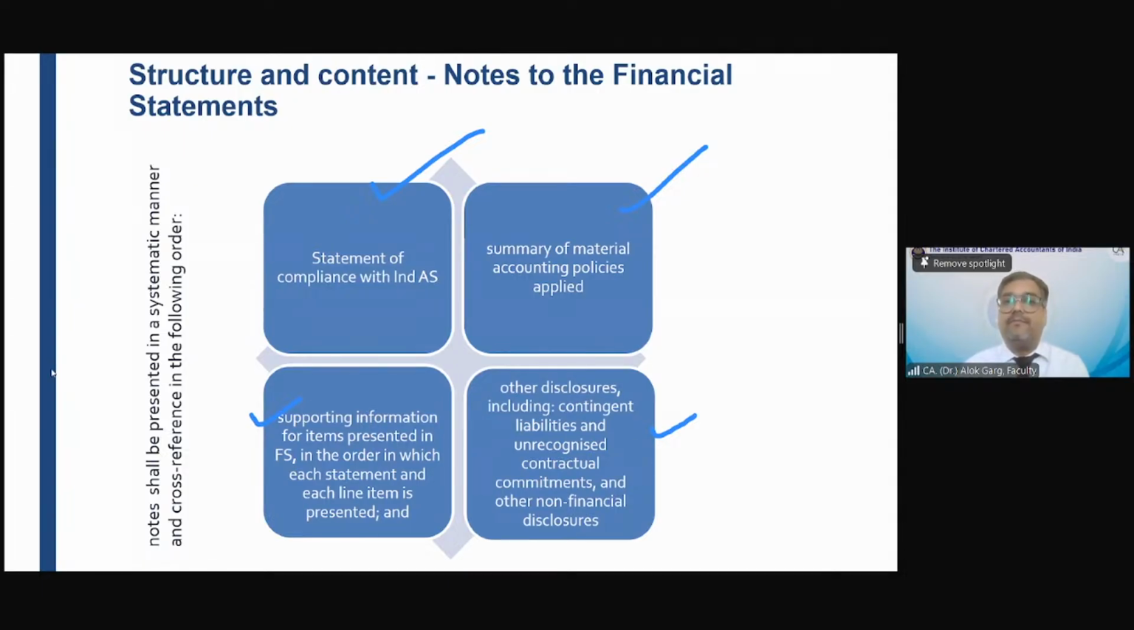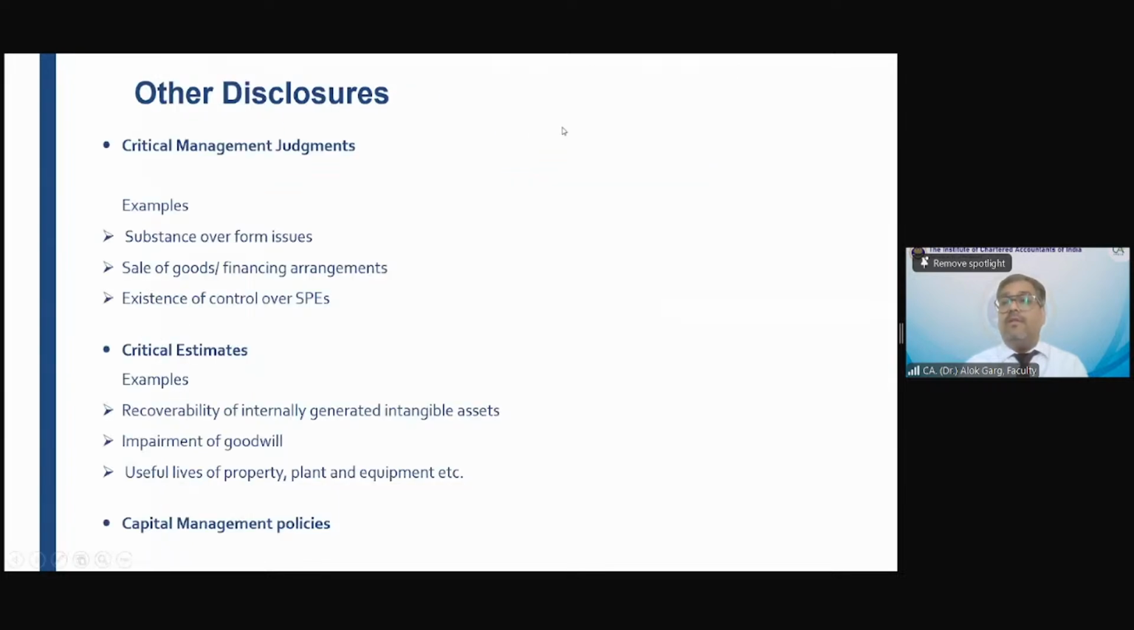Friends, the standard also says that in addition to accounting policy, critical management judgments are also required to be given, right? Normally in notes to accounts, you only cover accounting policies. But Ind AS 1 says that you have to provide critical management judgments. Your balance sheet is not always an accurate balance sheet. In the balance sheet, there are some line items which are prepared on the basis of best estimate.